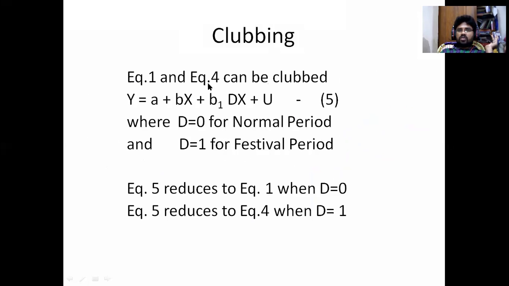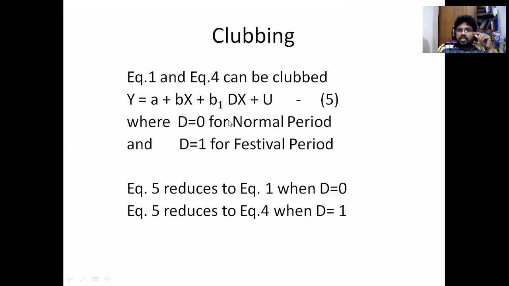See, equation 1 to equation 4 can be clubbed. For example, if you take the first equation, the second equation, and the fourth equation, you can take that y is equal to a plus bx plus b1 dx plus u. The normal bx is the slope of income, plus b1 dx, where d times x is the dummy variable's slope value. That is the fifth equation.